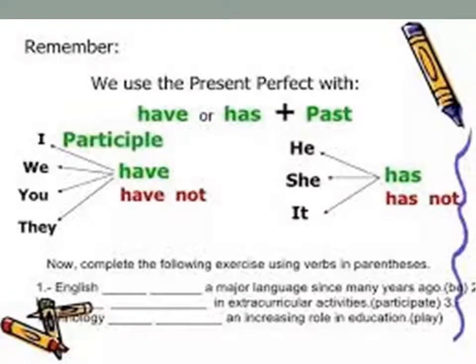Remember, exactly, we use the present perfect with have or has plus the past form of the verb. For example, for I, we, you, they, we use have. But if we want to make it negative, we use have not. And with the third person singular pronouns he, she or it, we use has with them. For making negative, we use has not.